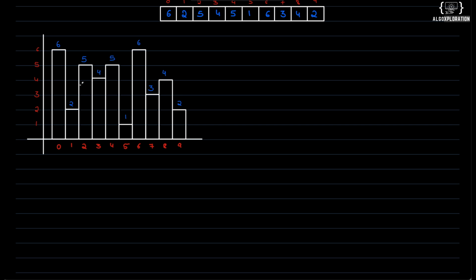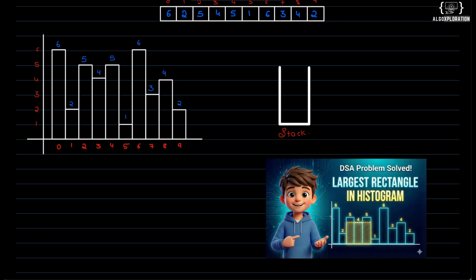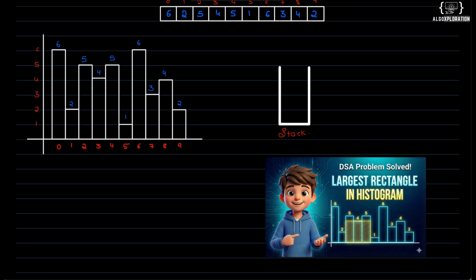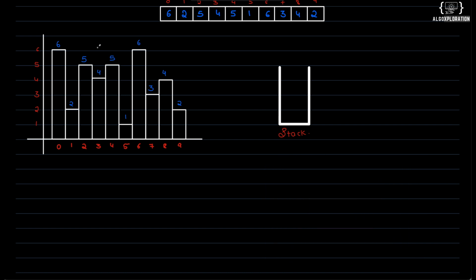Let's see. Over here, let me create this stack. I believe that you have watched my previous lectures. If you haven't, I would highly recommend you to please watch, otherwise you will not understand this approach. Now when I'm standing over here, I do know that the previous smaller element is this, and this element will basically be stored inside this stack.